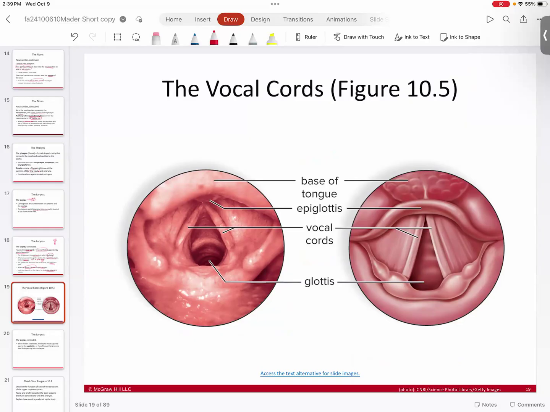This is what it looks like. So here you can see your two vocal cord folds on either side. So here's your two vocal cord folds. So that's your strings. The opening is your glottis. So there's your opening. You can see down inside is your trachea. You have the base of your tongue just above, and your epiglottis is just above that as well. So you can see this is literally right next to your tongue.